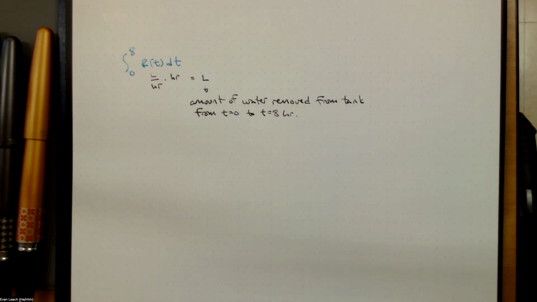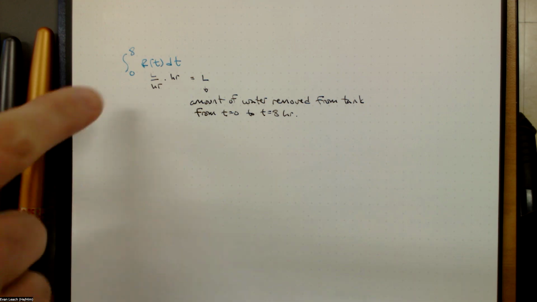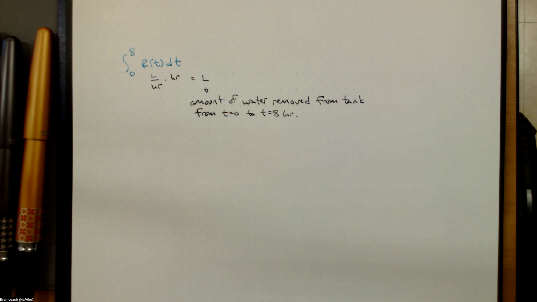There are a few stages going on here. That's why I asked the question in stages. Include units with your answer. They're liters. We got that just by looking at what we were doing. R of t is liters per hour multiplied by dt, which is in hours. The hours cancel. We're left with liters. We've figured out what the units are. In the context of this problem, R of t is the rate at which we are removing water from the tank. So this is going to be the amount of water we remove from the tank over this time period, for 8 hours.